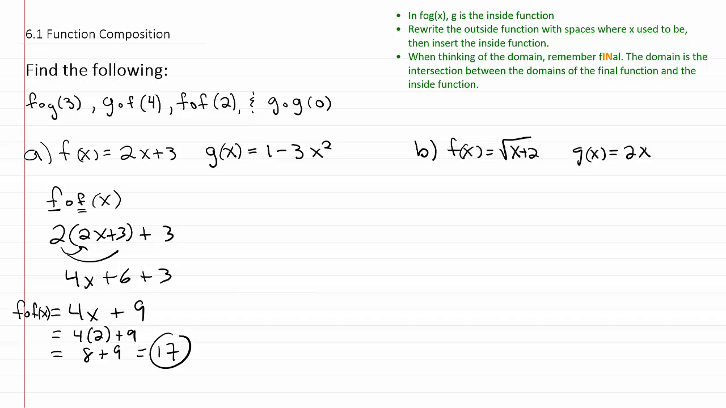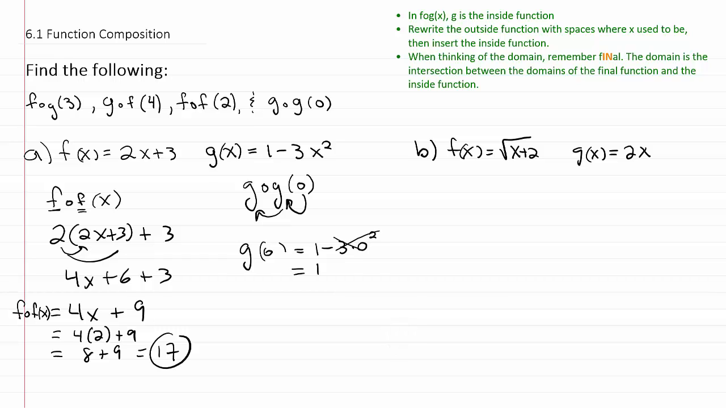Instead, what I want to do is simply make it into a very basic problem by saying, let's plug the 0 in first. So I'm going to do g of 0 by plugging 0 into g first and then taking the result and putting it into g. So if I put 0 into g, that would be g of 0, which is going to be 1 minus 3 times 0 squared, right?